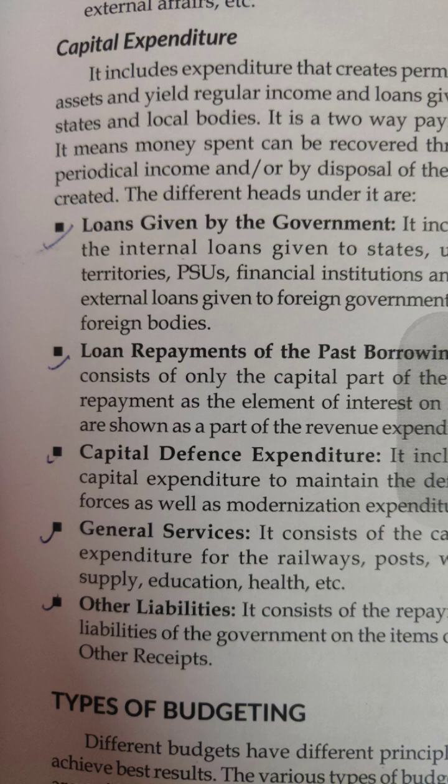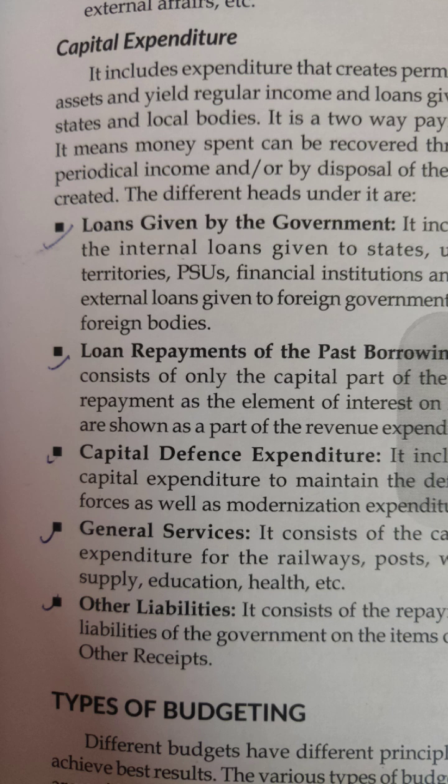3. Loans. The government can also lend money to others, like states, local bodies, or businesses, which can be paid back with interest. This is like investing in others but expecting returns, money back later. 4. Two-way payment. It means that the government spends money now but can get money back in the future, either through income like from a business or asset, or by selling the asset. Example, if the government builds a railway station, it may spend a lot of money now, but later it can sell tickets to travellers, getting money back.